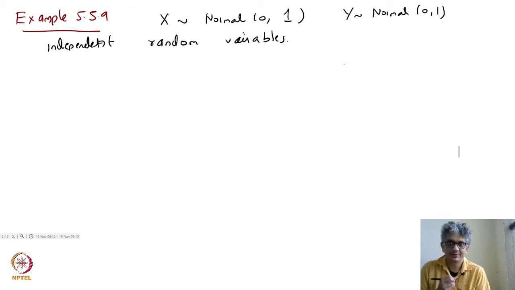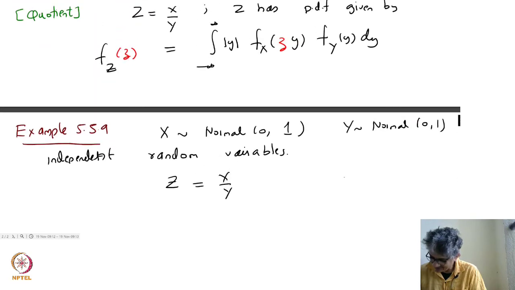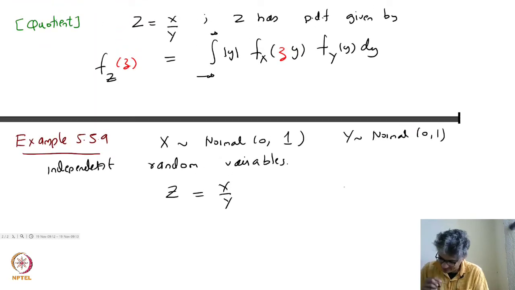Another variable. So then I take z equal to x by y. So from the above description, if I want to compute the density of z, I need to understand how f sub x at zy times f sub y behaves, and then integrate out with mod y to get the answer. Let's just do that quickly.